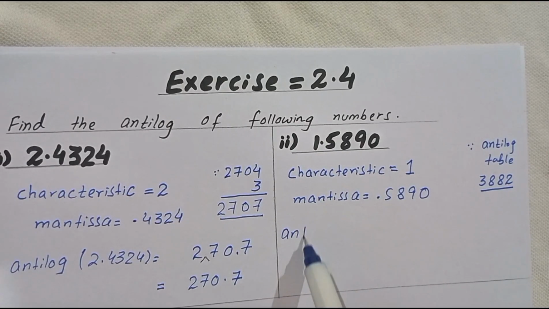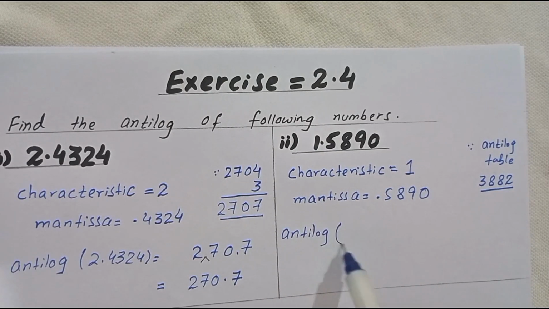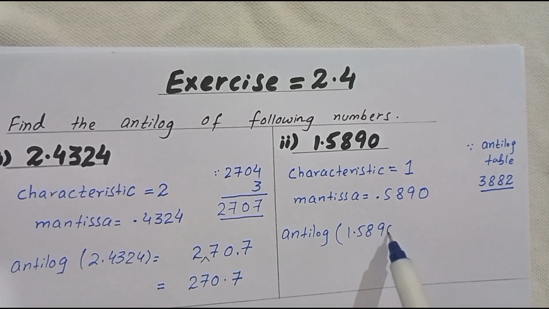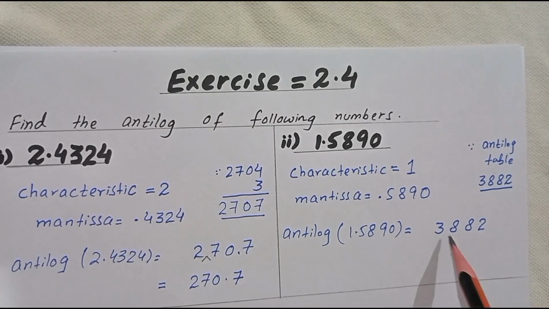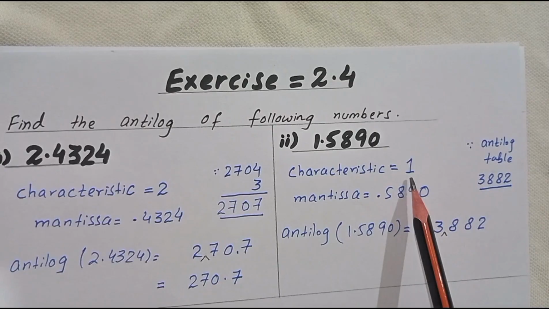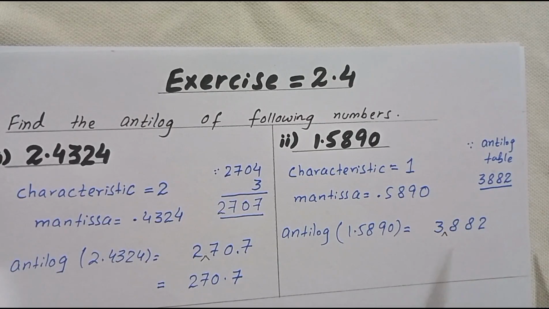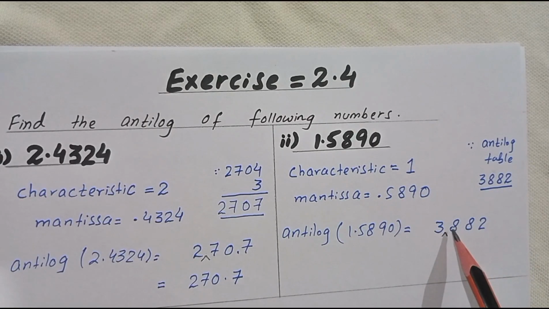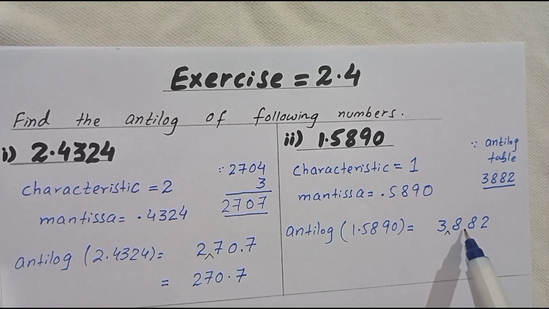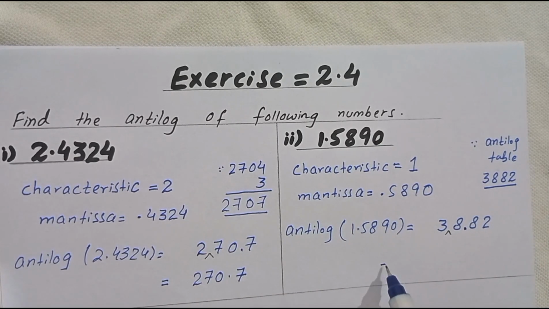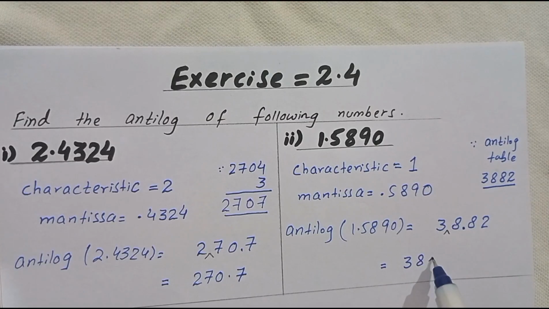Now the antilog of 1.5890 equals 3882. Here the characteristic is 1, the reference position is after 3, so we count 1 to the right side and then place the decimal. Starting counting from the reference position, one digit is 8, so place the decimal after the first 8, that is 38.82. So the final answer is 38.82.